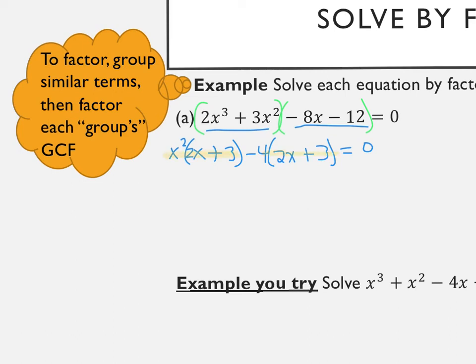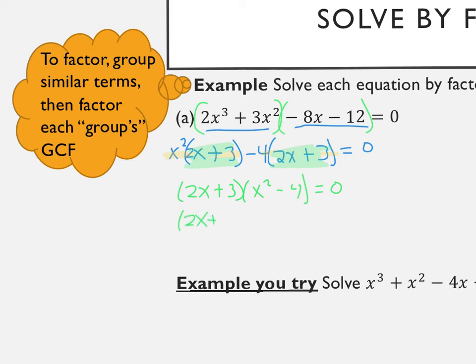Now, is there a greatest common factor between those 2? Well, they should have a 2x plus 3 in common. If these values don't match, then you have a mistake or error in your grouping or your greatest common factor. So because those match, we can factor them out. And if I take out the 2x plus 3, notice there's an x squared left and a minus 4. And then we just continue factoring.